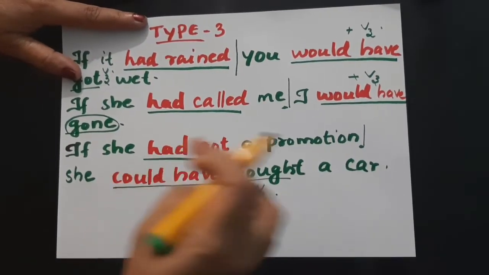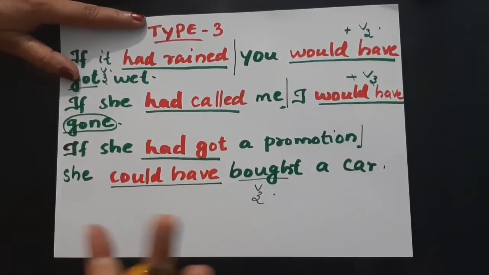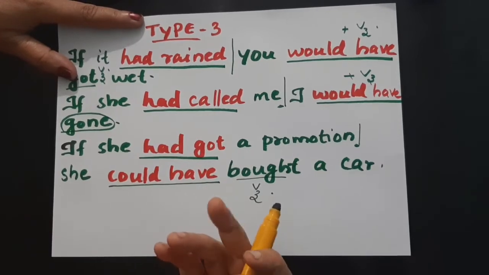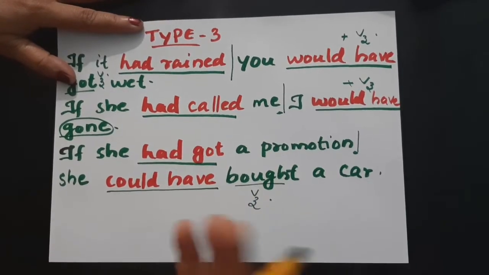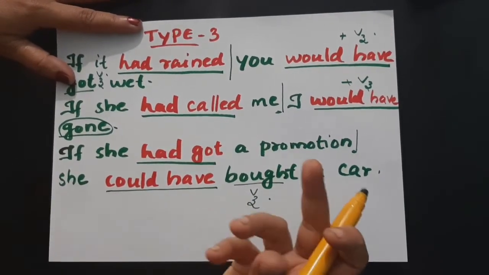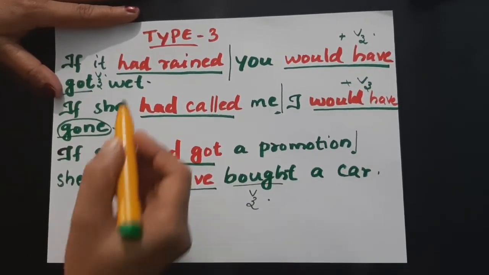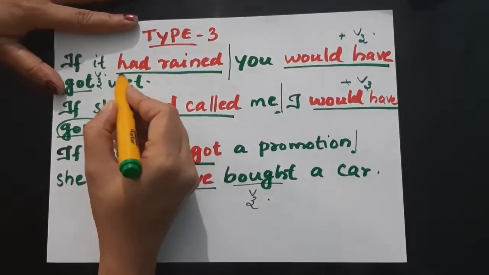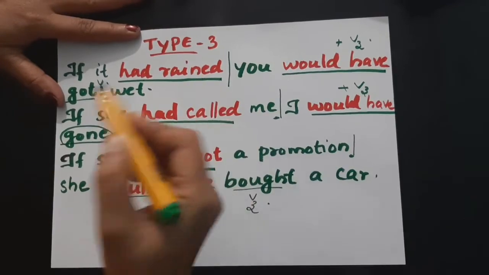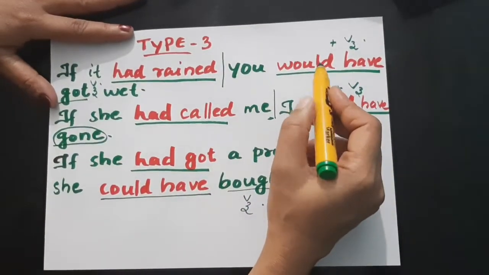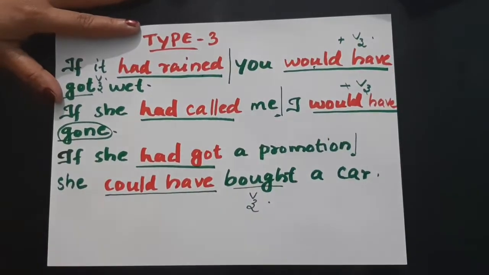See, she didn't get a promotion and she was not able to buy a car. So both these things didn't happen. But we imagined that if such a situation was there, the result would also have been a different one. We just imagine that. So once again I'll tell you, the structure is like this. In the if clause you'll have the verb in its past perfect, and in the result clause the verb would be like this, would have plus V3 form of the verb.